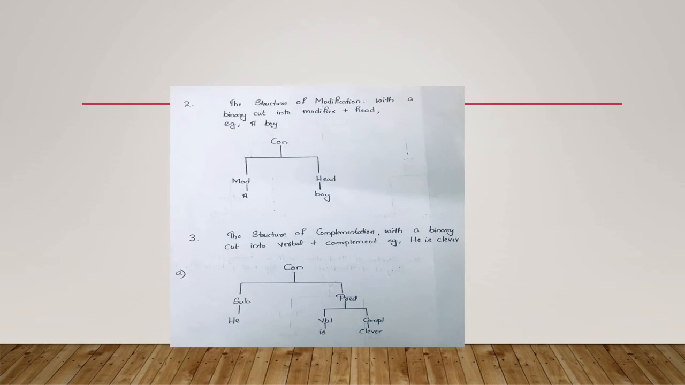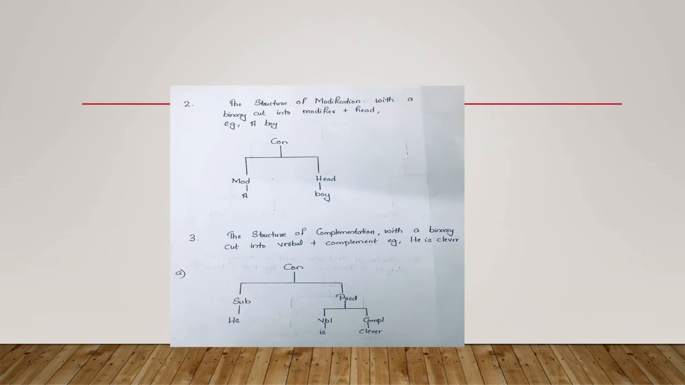Now, the second one is known as the structure of modification. In this type of construction, you can have a binary cut with a modifier and a head. For example, "a boy" is a construction, and you have the modifier as "a" and the head as "boy".